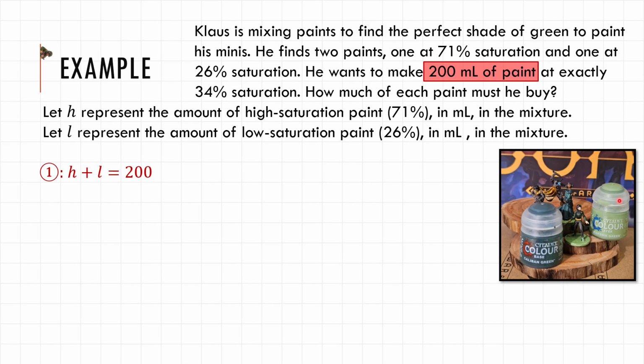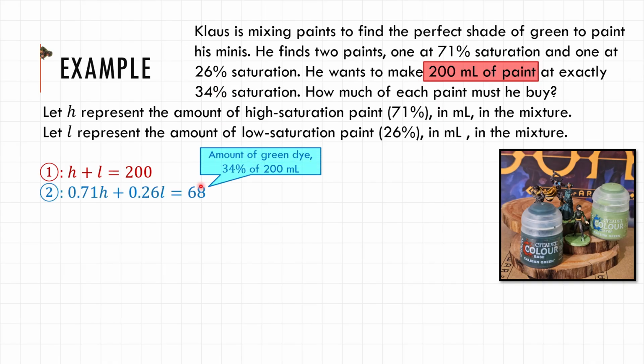And then if we very similarly take L and multiply it by 0.26, we'll find out how much green dye is here. And we know that in our final mixture, 34% of 200 milliliters needs to be green dye. That's what that saturation concentration means. And that is exactly 68 milliliters.